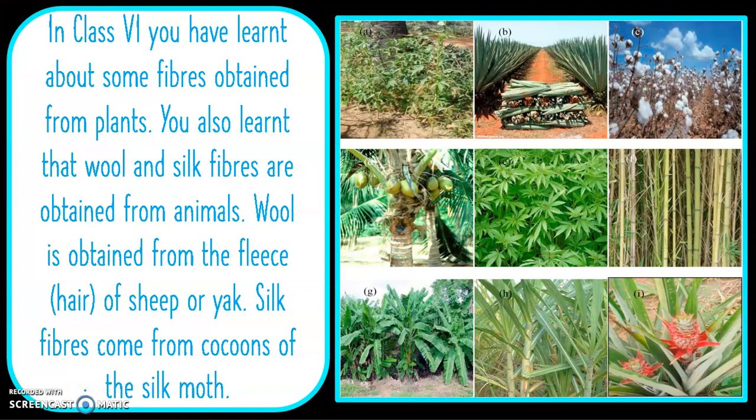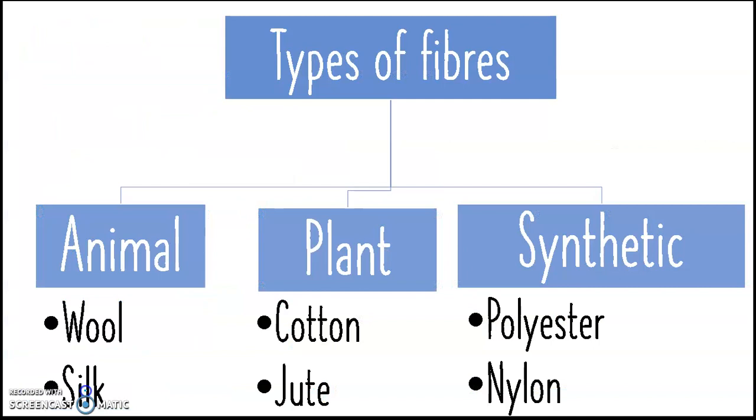In class 6th, you had learned about some fibers that are obtained from plants, and you had also learned about some of the fibers that are obtained from animals. Wool is obtained from the fleece of the sheep or the yak. The fleece is the hair of the sheep basically. Silk fibers come from the cocoons of the silk moth. So these are the types of fibers.